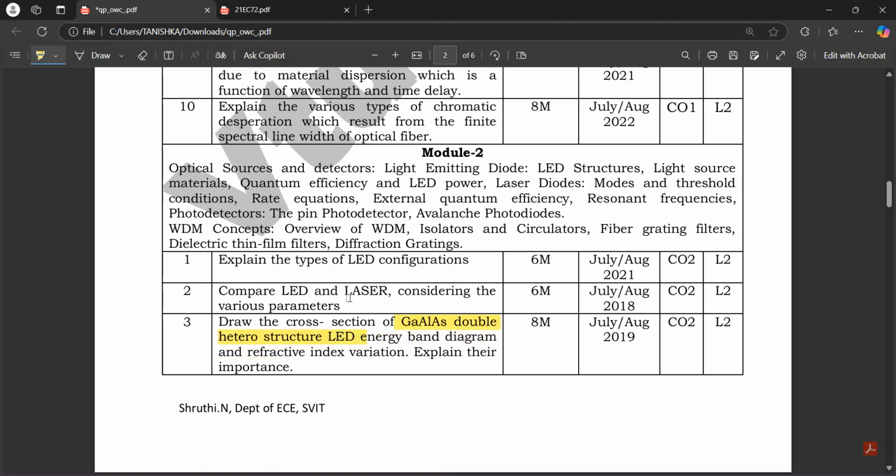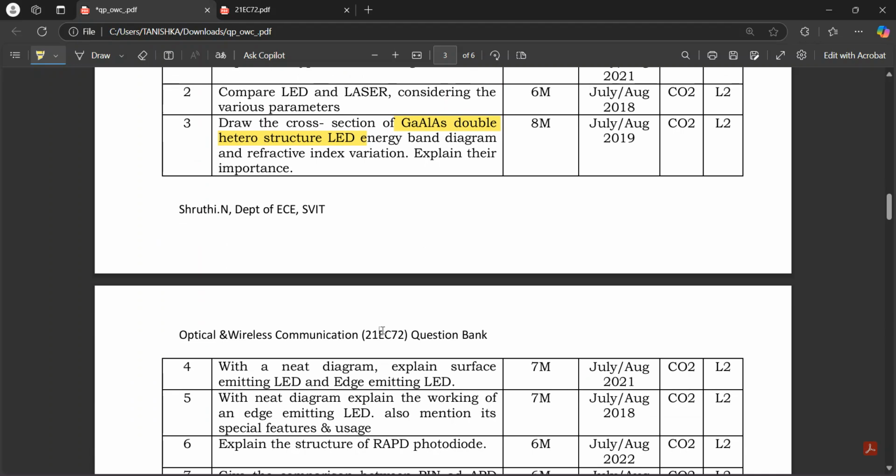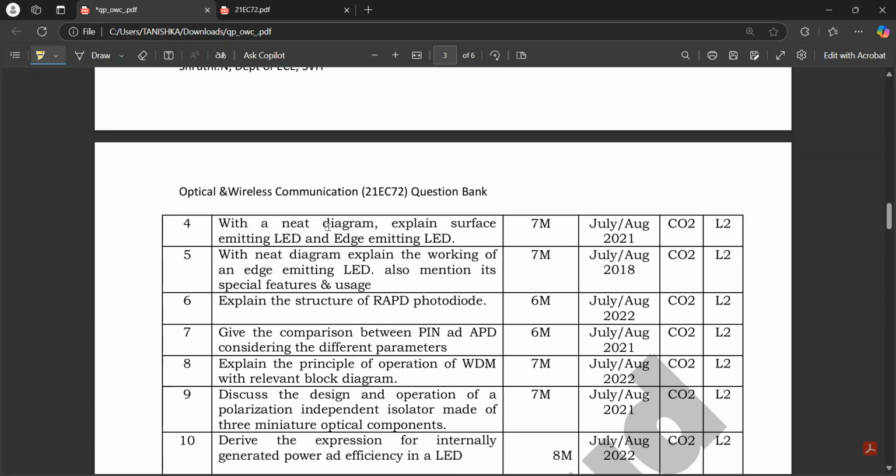This is an important question, and the difference between LED and laser is also important. Then with a neat diagram, explain the surface emitting and edge emitting LED. So this question is also important. You can't predict which questions they will give.